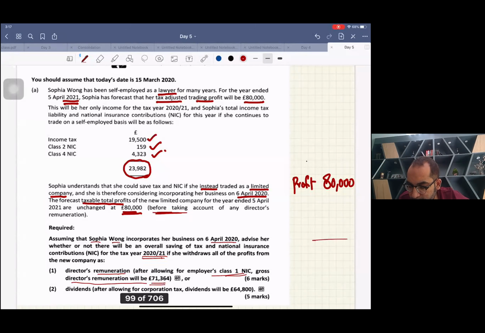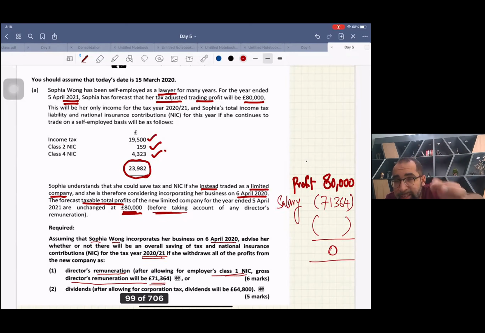Look at here. She wants to take out everything from the company. The company has profit of 80,000 as well as cash. So what she did, she withdrew a salary of 71,364. Why? Because the company has to pay class 1 employer NIC as well. So this balances class 1 employer NIC. How much is the balance? Can anybody tell me? 8,636. Yes, 8,636 is the balance. So in this way, finally, in the bottom line, you will get zero because you need to extract everything.